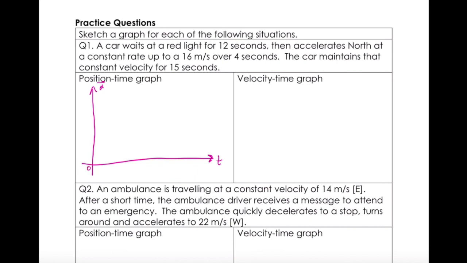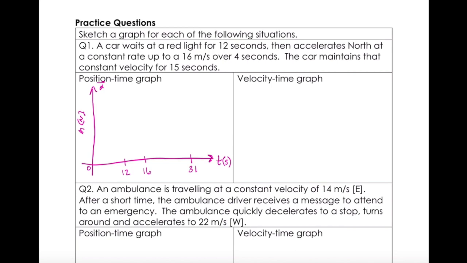All right, so we have 0, 0. Our first axis is time in seconds, and then this will be in meters north. Our first time stamp that they gave us is that the car waits at a red light for 12 seconds. It then says it accelerates north at a constant rate up to 16 meters per second over 4 seconds. So 12 plus 4 seconds would give us 16 seconds. And then it says the car maintains that constant velocity for another 15 seconds. So 15 seconds more would give us 31 seconds.